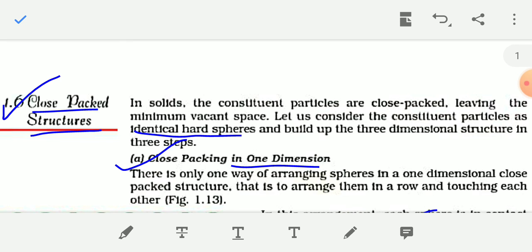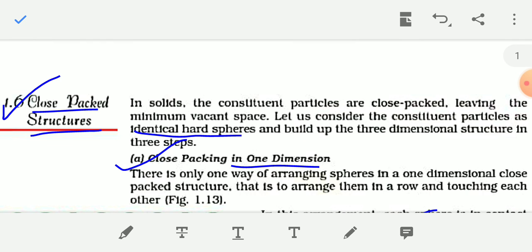And one more thing I want to inform you: here all the particles of crystalline solids are assumed to be solid hard spheres, that is, identical hard spheres. Now see, close packing in crystalline solids can be represented in three different ways. One is close packing in one dimension, close packing in two dimensions, and close packing in three dimensions.